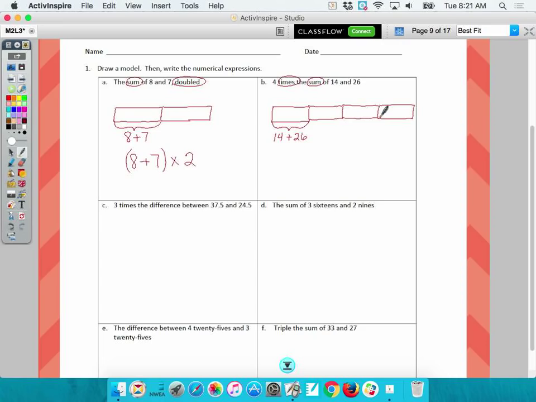Okay. All right, so how would I do this one? And I want to keep it in order of what the words say, Mason. So what do I start with? 4 times. And then what do I write? 14 plus 26. Okay, so yesterday I said this kind of sounds like it's in a different language or something. And today it makes more sense, doesn't it? Yes.